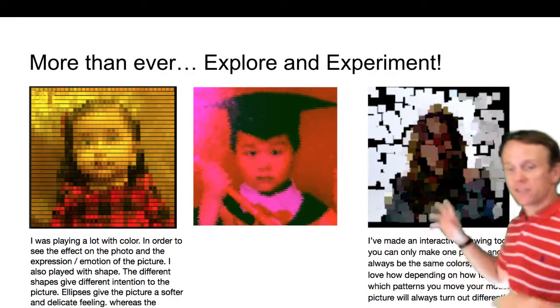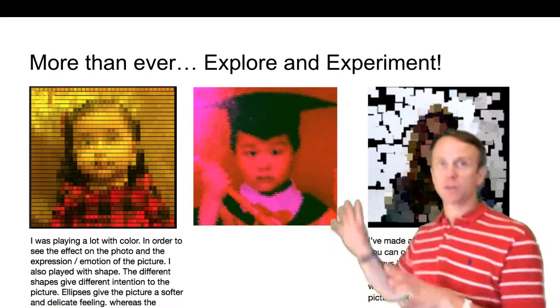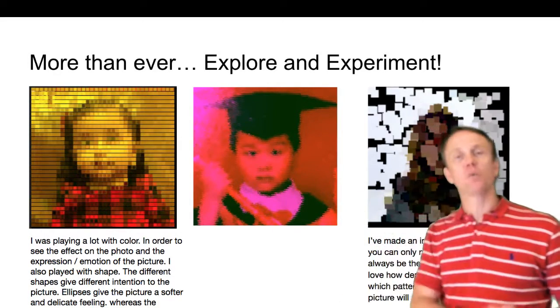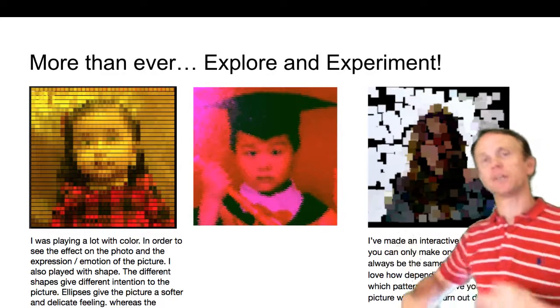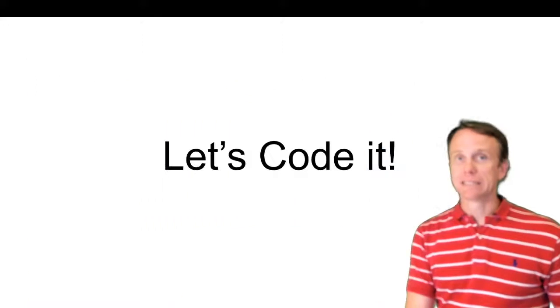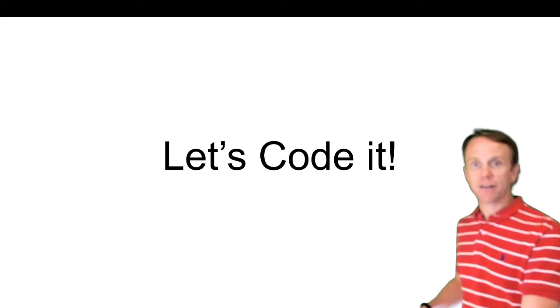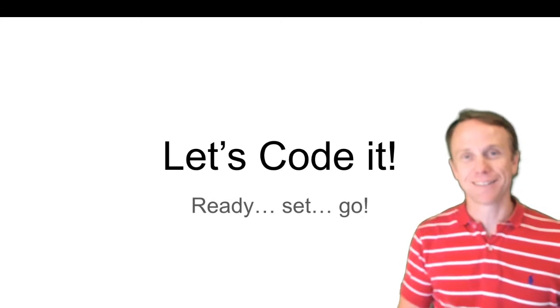So these are just a couple of different examples of where you can take it. You can animate them, you can continue to color them, but I'll show you one particular example, and then I want you to try to take it further and experiment. More than ever, you need to experiment here. So you want to say, let's get to it, let's code it. Well, you know what I've got to say: ready, set, go.